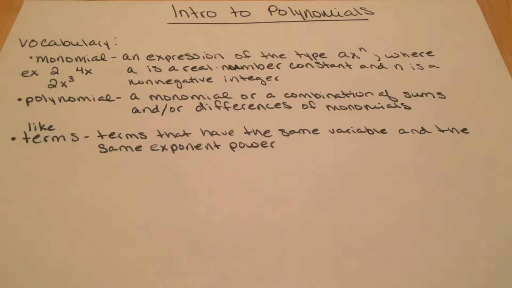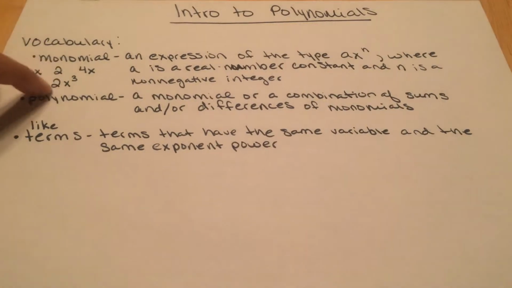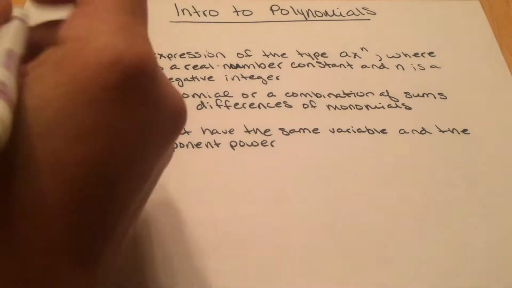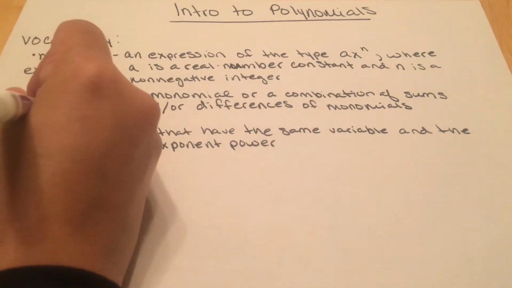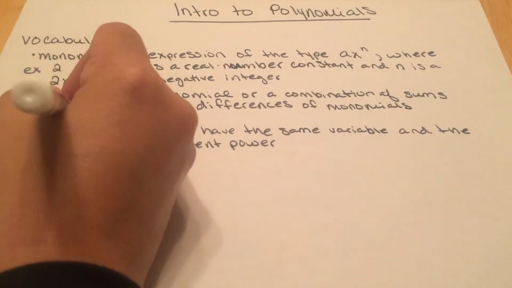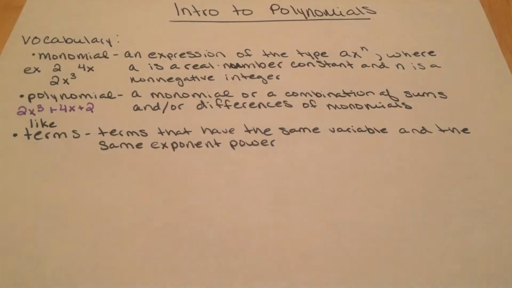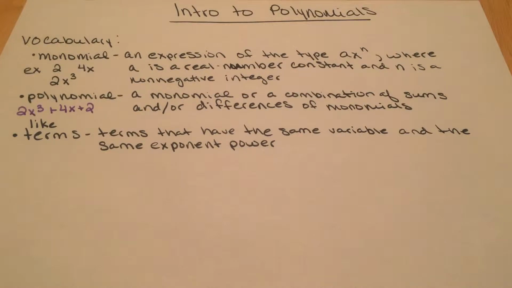A polynomial is a monomial or a combination of sums and/or differences of monomials. So it's these same things, 2, 4x, 2x to the third power, and it's actually going to be something like 2x to the third power plus 4x plus 2. So that's a polynomial. It's going to be many of those monomials.